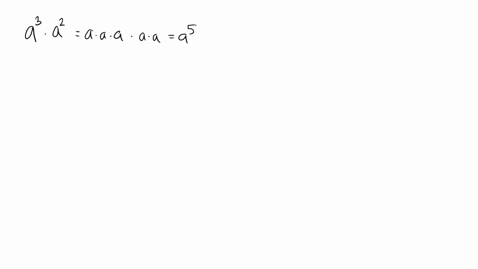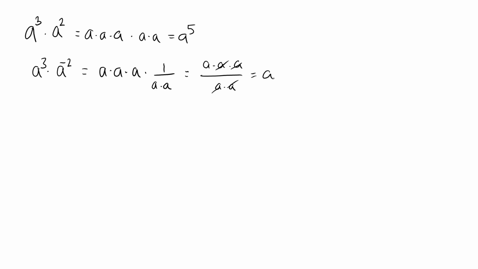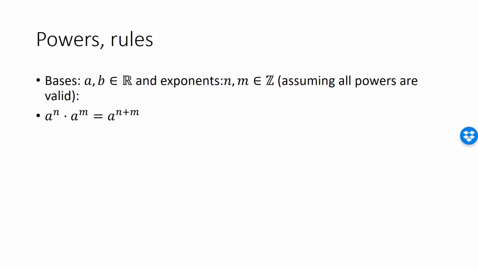This works even if the exponents are negative. For example, a to the 3 multiplied by a to the minus 2. This is by definition a times a times a multiplied by 1 over a times a. Two of the a's will cancel and I'm left with a. This is precisely what we get if we add the exponents. We get a to the power 3 minus 2, or a to the power 1, which is a.